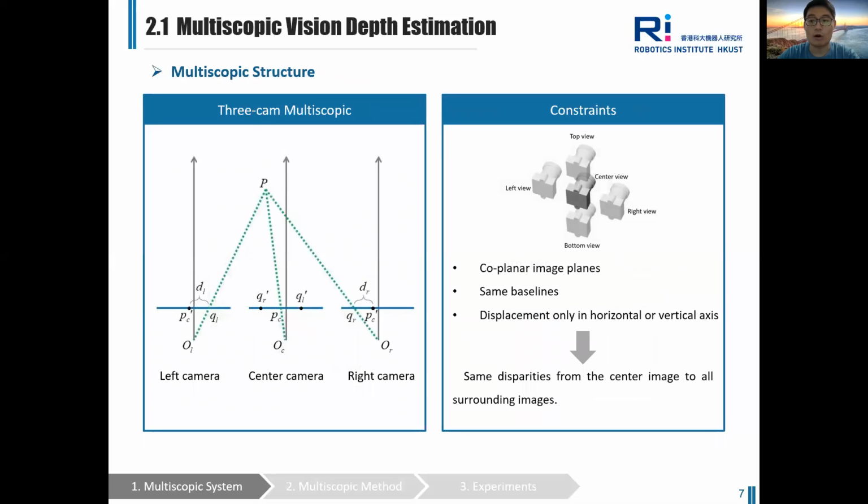So we propose our multiscopic structure for more robust depth estimation. Taking a 3-camera multiscopic structure as an example, these 3 cameras are parallel, coplanar, and with the same baselines. Now the 3D point P projects on these 3 cameras generating 3 pixels on the horizontal axis. The disparity between left pixel and the center pixel, and the disparity between right pixel and the center pixel should be exactly the same. This is a very strong constraint which can be used to optimize the depth estimation result.